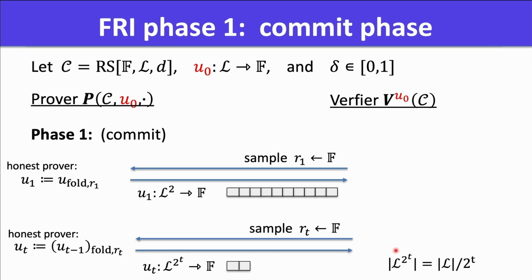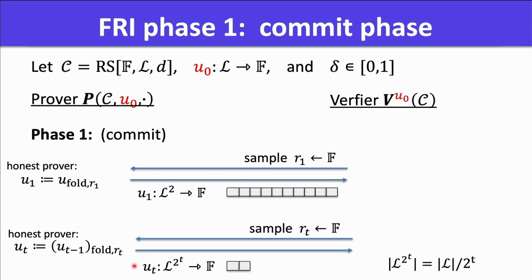Okay, and I want to stress that actually this final word uT is over a very small domain. Since we did T rounds, the final domain is L to the power of 2 to the T, which is basically the original domain divided by 2 to the T. So if T is around the log of the original domain, then this is really just a constant.